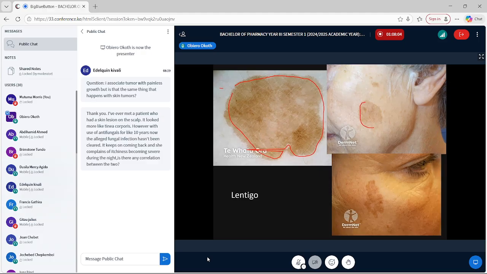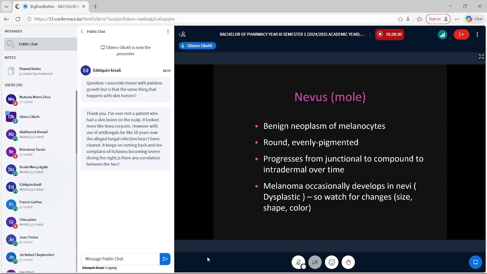Another lentigo. Another lentigo. Vitiligo: no melanocytes, no melanin. Freckles and lentigo: too much melanin, with melanocytes only in the basal layer. And nevus is a benign neoplasm of the melanocyte.